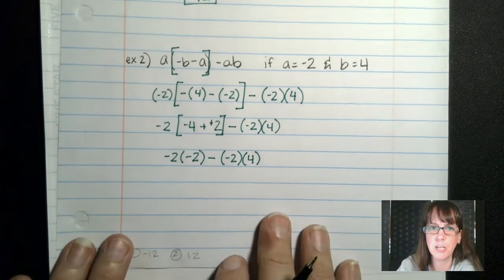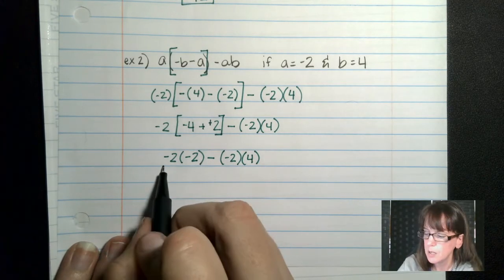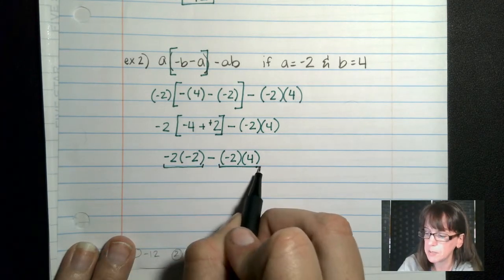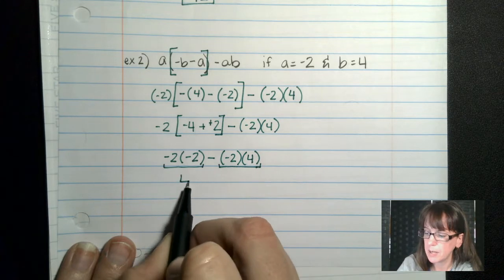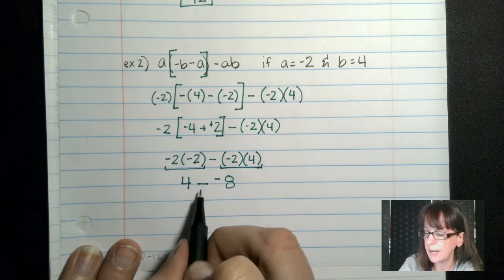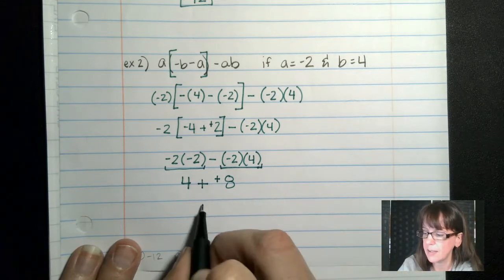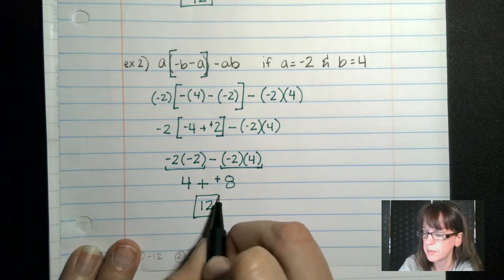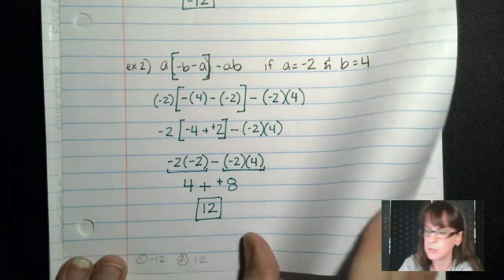Now we always do multiplication before we do addition or subtraction. So we're going to multiply and multiply. This is going to be +4 minus -8. Let's go ahead and add the opposite, and that gives us +12. So I always write the little answers just to make sure on the bottom. So we got +12.